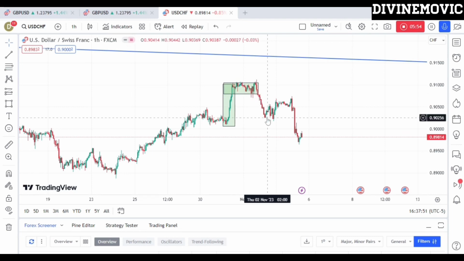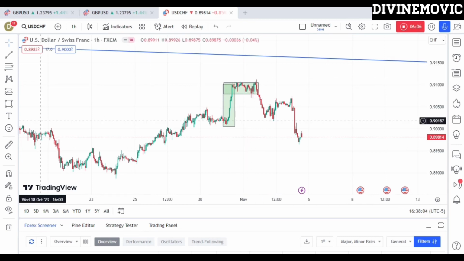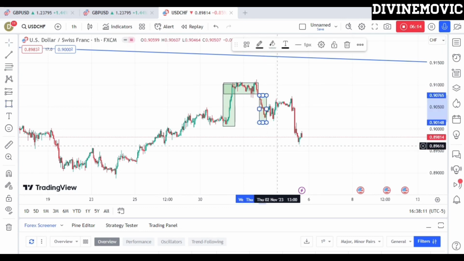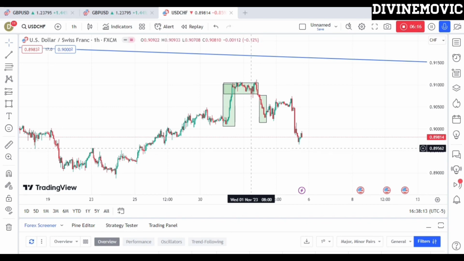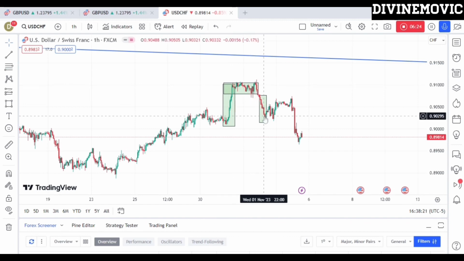And now if you watch this expansion, price expanded to the downside out of this consolidation phase. So this is our expansion here. So what we are seeing in this whole price action is a rally base drop. And rally base drop is simply a type of supply zone.